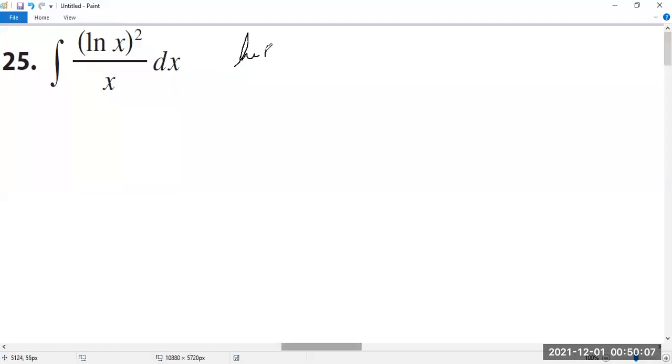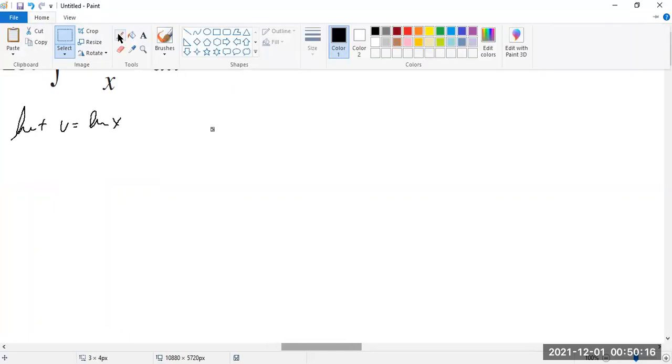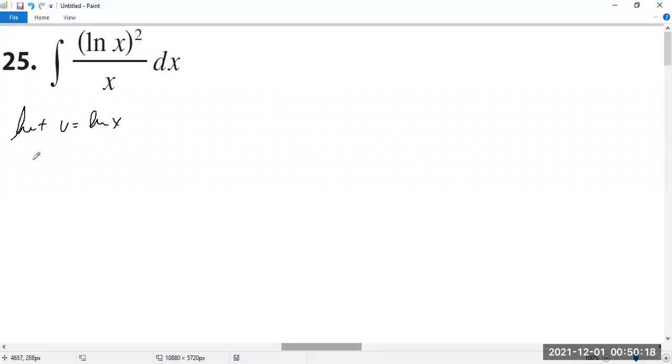So in this problem, we let u equal ln of x. And with that in mind, so du over dx will equal, sorry, the derivative of ln of x, which is 1 over x. And then we'll multiply both sides by dx to isolate that dx. So du equals dx over x.